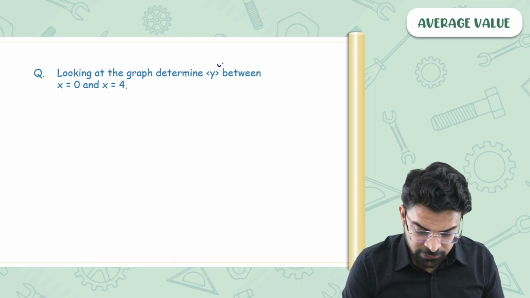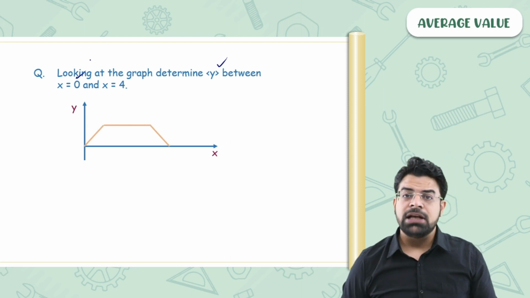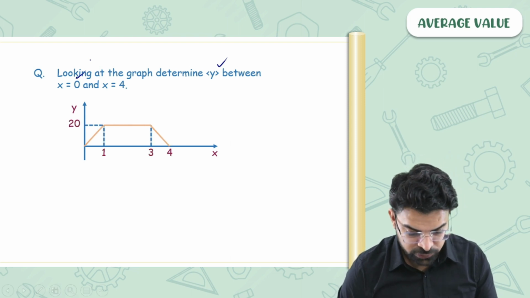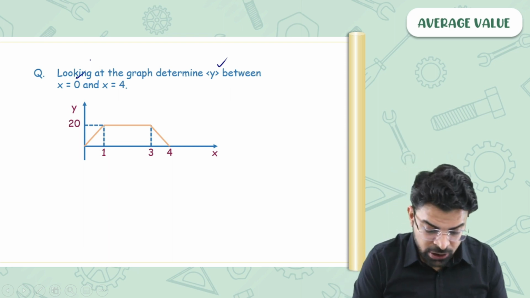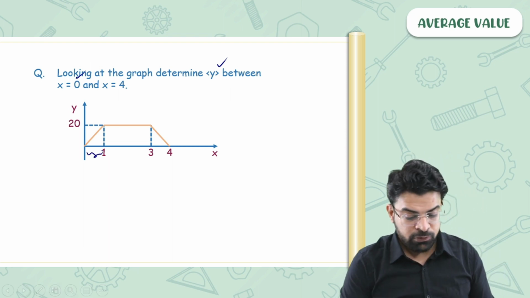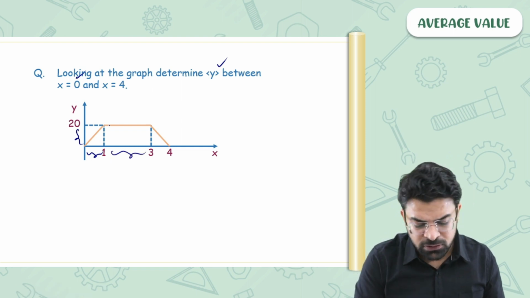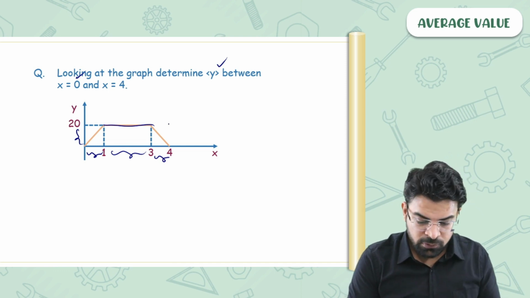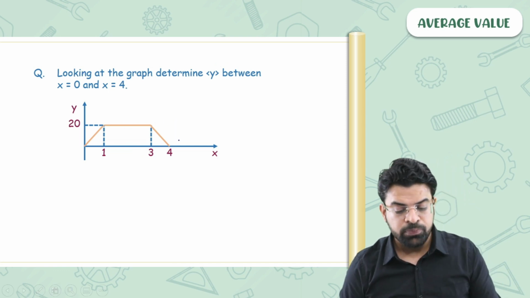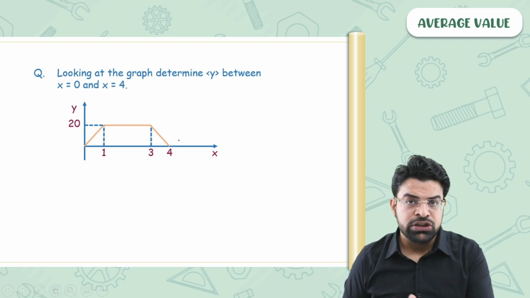Looking at the graph, determine the average value of y when x changes from x equals 0 to x equals 4. So here they have given me a graph. In this graph, I can see as x changes from 0 to 1, y changes from 0 to 20. As x further changes from 1 to 3, y remains constant at 20. As x increases from 3 to 4, y decreases from 20 and becomes 0. So the question is, what is the average value of y over this range of x?